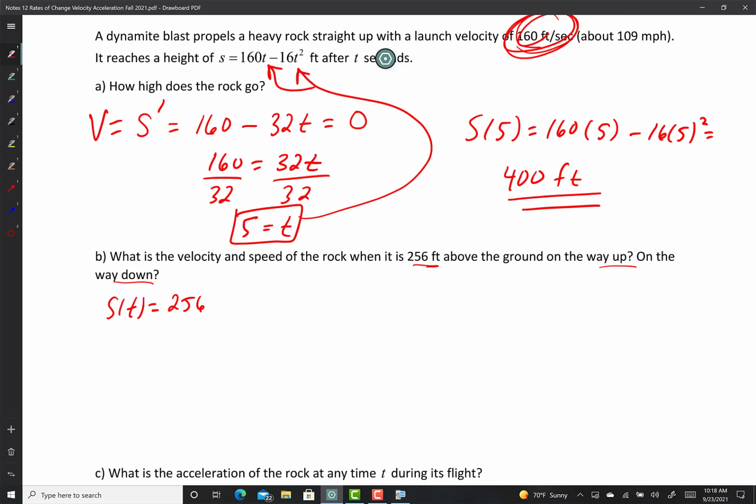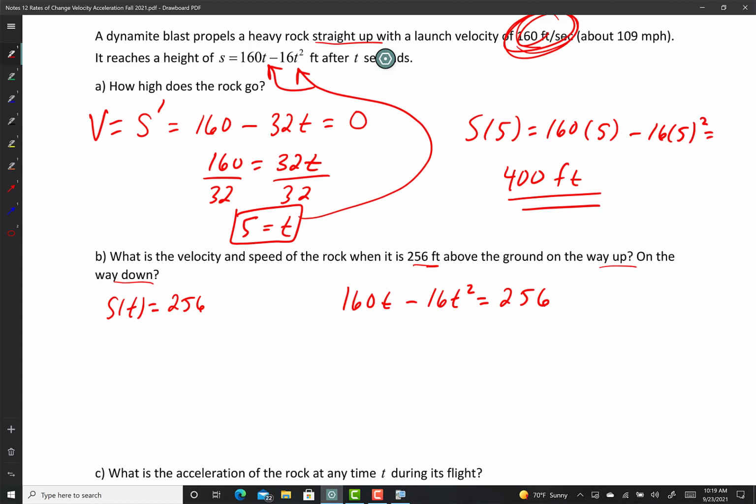256 is the position. So we're assuming that this is like a cannon that is propelled just straight upward. See, it says straight up, so it's moving on the y-axis only. So here we go. I'm going to write 160t minus 16t squared equals 256.